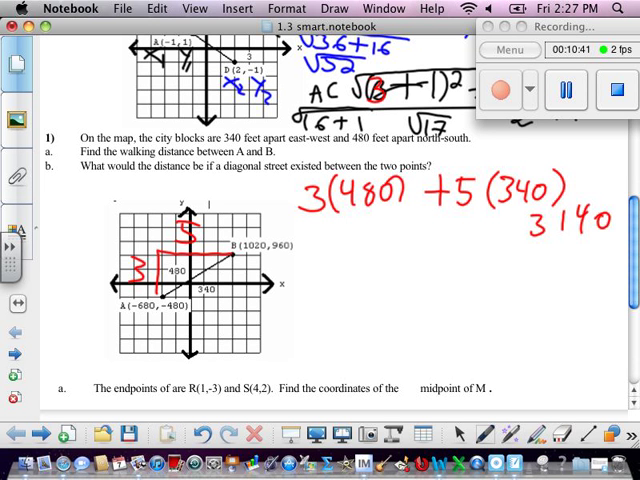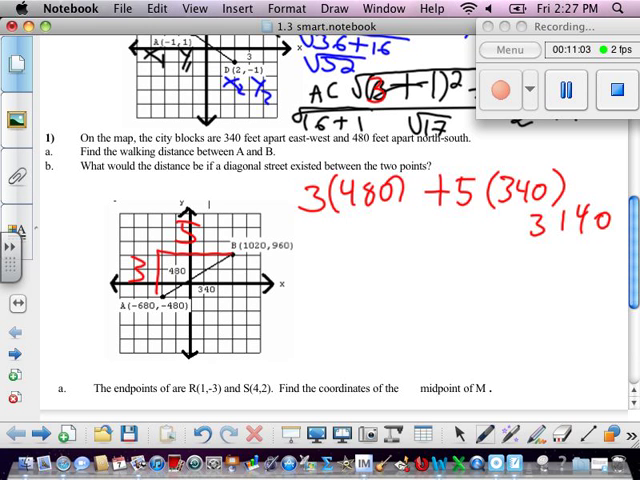Our next step is, what if we can go kitty corner? What if we can cut through yards? How would we figure out that? We would use the what formula? The midpoint formula or the distance formula? Yes, Ethan. The distance formula, because we don't need to find the middle, we want to find the whole length.